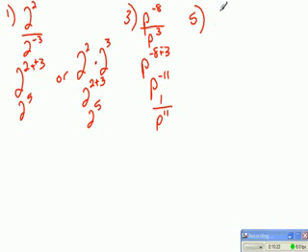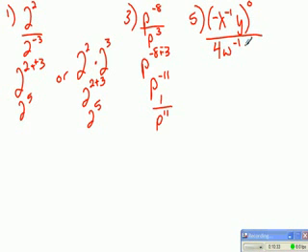Number 5. We have negative x to the negative first, y to the 0 power, over 4w to the negative first, y squared. All of this stuff is to the 0 power. So if you remember that very easy one we had, anything to the 0 power, it's just 1. So the top becomes 1.